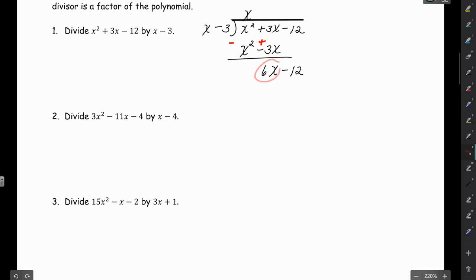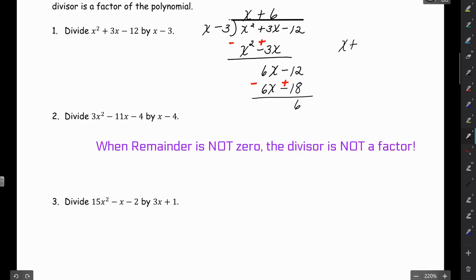X times what gives me 6x? That would be plus 6. So 6 times x gives me 6x. And 6 times negative 3 gives me negative 18. Do a sign change. And we end up with 6. Negative 12 plus 18 is 6. So we have a remainder of 6. So my answer, my quotient, is x plus 6 with a remainder of 6. And I know that x minus 3 is not a factor.